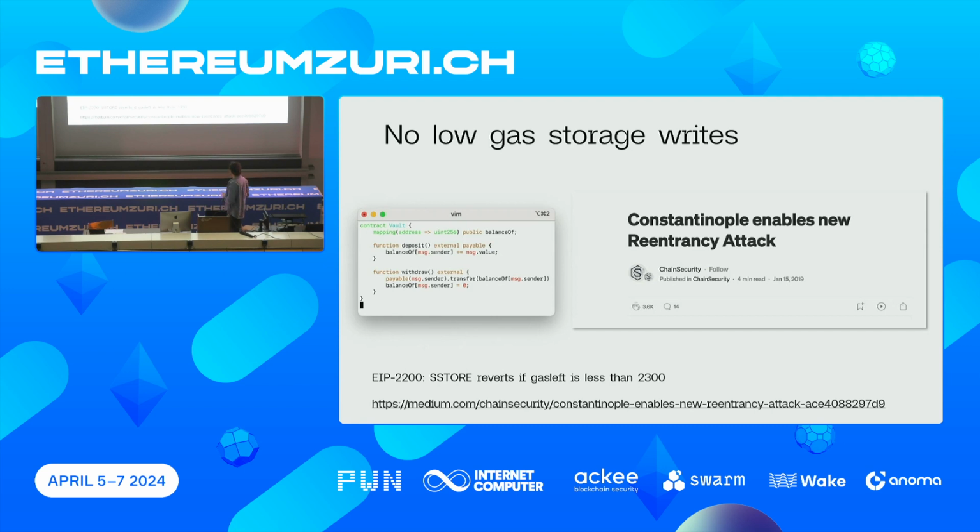So this was actually detected by a colleague of mine back in 2019. The Constantinople hard fork was delayed 1 month because this bug was detected just a few days before the upgrade. So when you have low gas in your context, you cannot have a reentrancy. And this is to preserve the safety of transfer and send with this Constantinople upgrade.